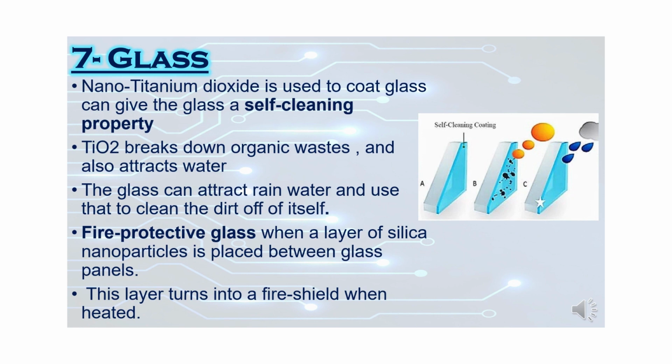The second is the incorporation of layers of silica between the glass panels, which gives the glass a fire protective property. This layer turns into a fire shield when heated.